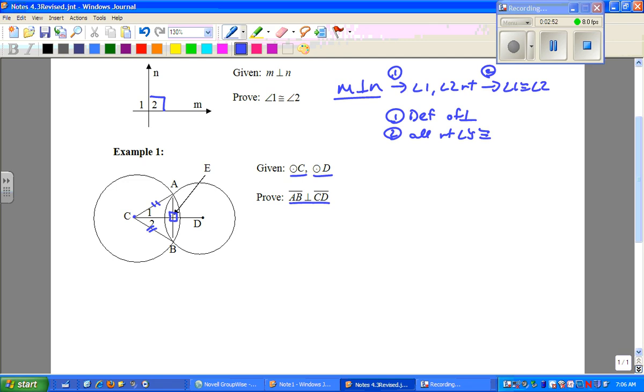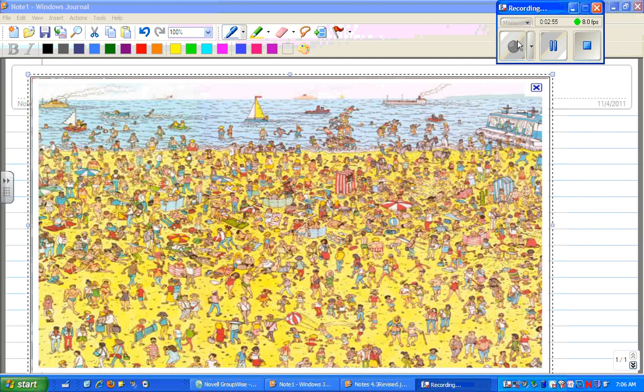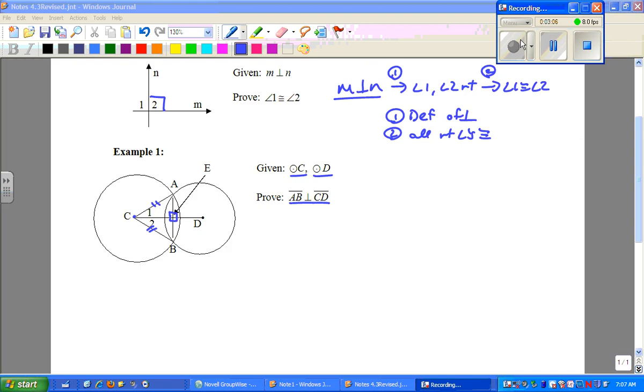This is kind of like finding where's Waldo. It's one of those pictures. Where is Waldo? So obvious, right? So obvious where Waldo is. He's right there. Don't you see him? He's right there. So obviously just draw the lines in: AD, BD, mark them congruent.